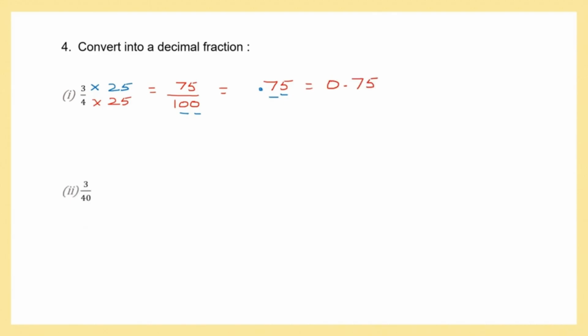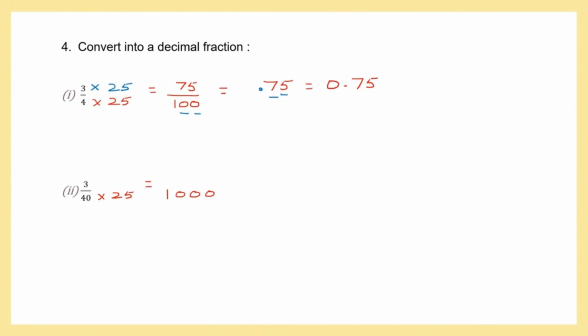Question 2. 3 by 40. Again, the denominator is not 10 or a higher power of 10. So I'm going to change it to a higher power of 10. In the previous question, we multiplied 4 by 25 and got 100. Now let's multiply 40 by 25 and we will get 1000. 4 into 25 is 100, so 40 into 25, I add another 0.